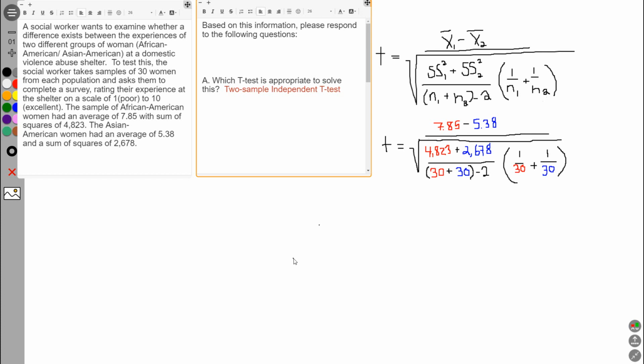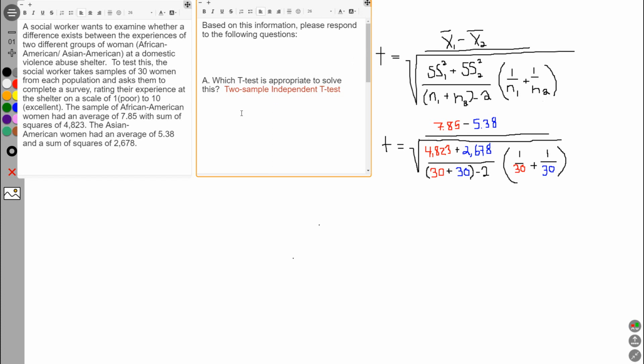Okay, now I've changed up the screen so that we can do some work. I have the fact pattern to the far left, and I have the questions in the middle text box. We're going to go through these right now and see how my answers compared to yours. The first question, A, which t-test is appropriate to solve this?